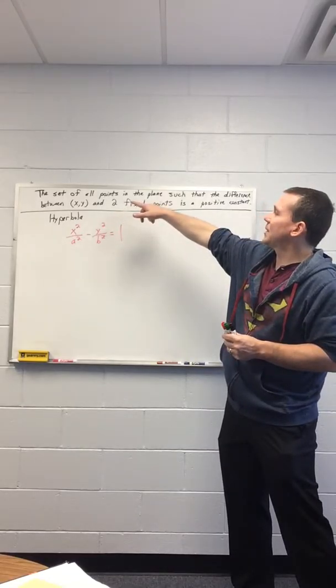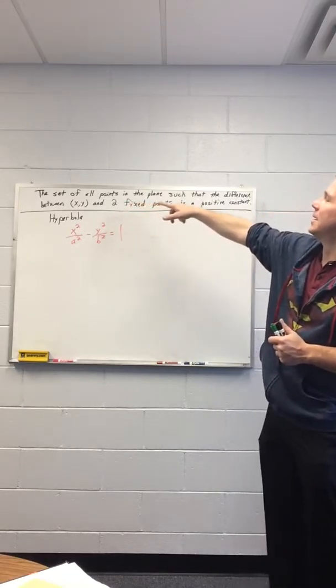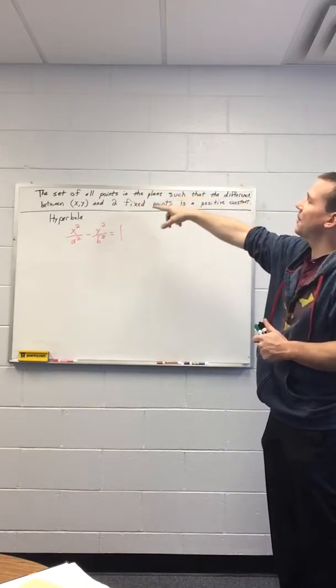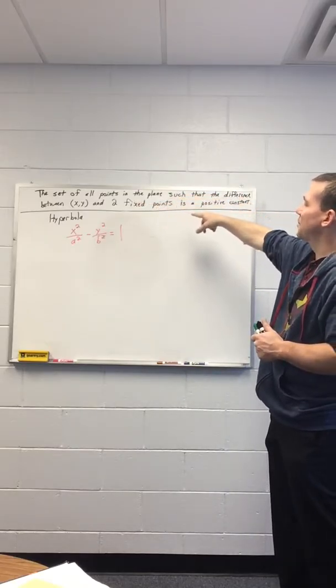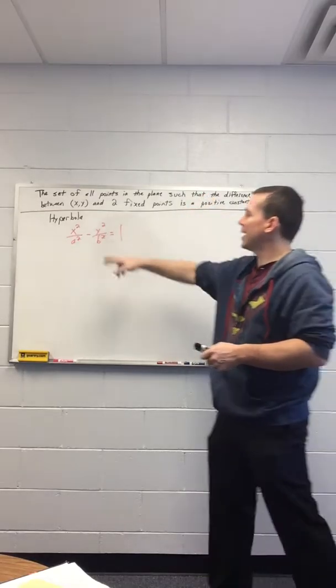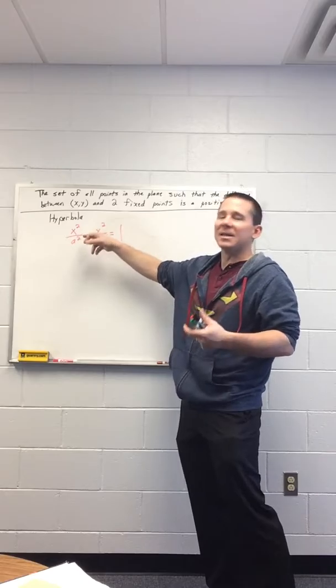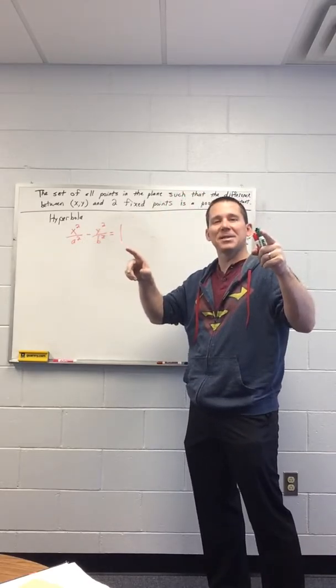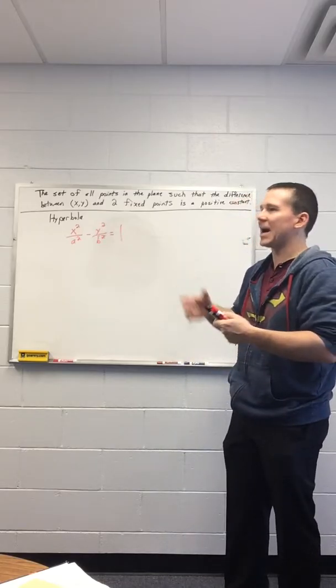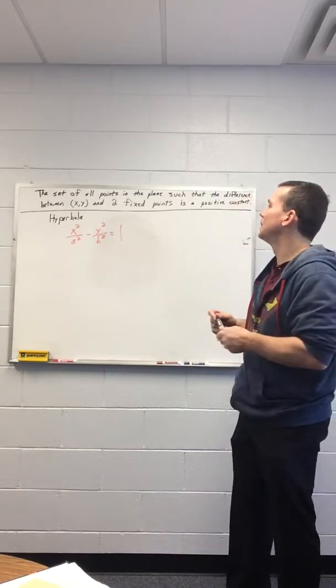And if we actually look at this right here, for a hyperbola, the definition is the set of all points in the plane such that the difference between a point and two fixed points, the foci, is a positive constant, which is kind of where this comes from. The ellipse is a sum. You add up the distances from the foci. The hyperbola is a difference. You subtract them.